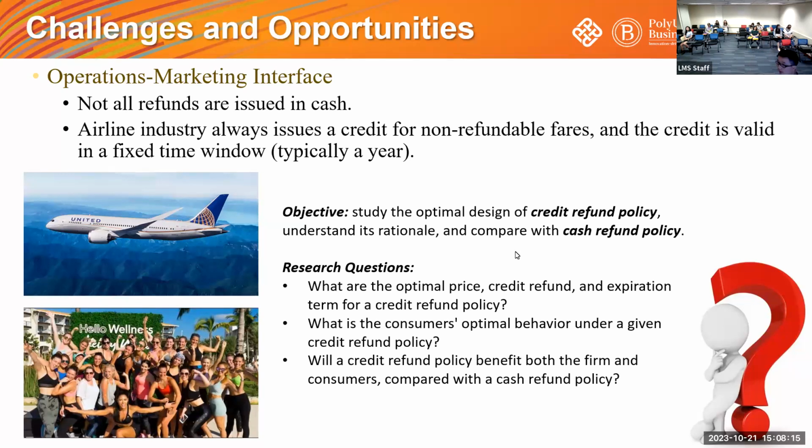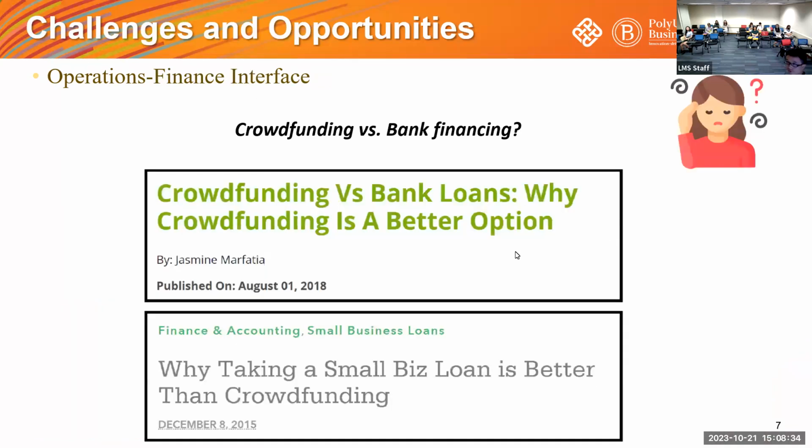And also, can we combine the credit refund policy or cash refund policy? So this is a question related to marketing, as well as how we maintain the efficient operation of the airline. So we call it the interface between operations and marketing, and also the interface between operations and finance. So this is again the dependency between operations and finance.